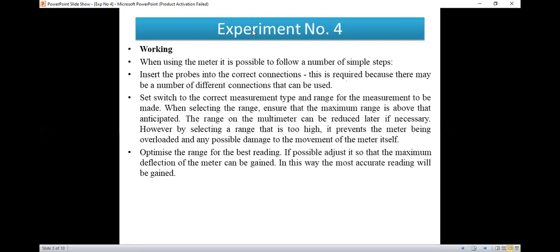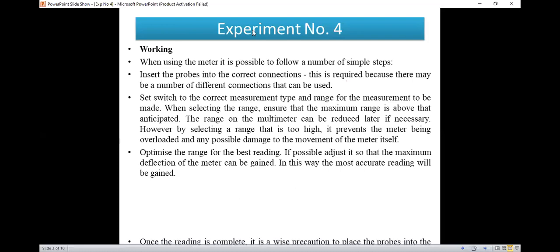Okay, so it should be adjusted such that the maximum deflection of the meter can be gained. In this way, the most accurate reading will be gained.